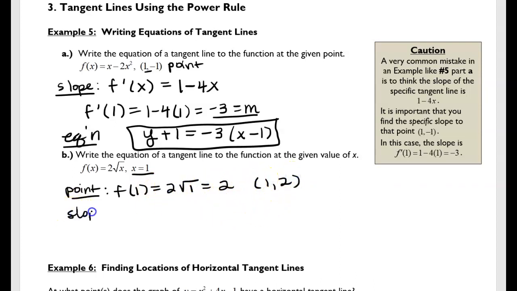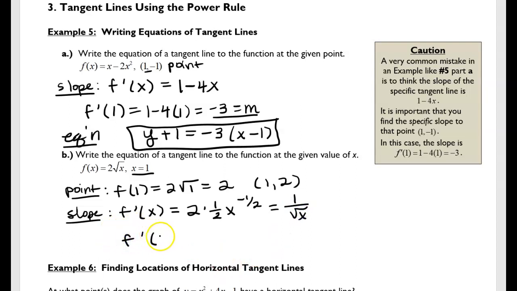To find the slope, I need to find the derivative. So remember, 2 square root of x is really 2x to the 1/2. So when I find my derivative, it's 2 times 1/2 x to the negative 1/2. That simplifies to be just 1 over square root of x. And so that means I'm going to find f prime still at 1, my x value. So 1 over square root of 1 is just 1.